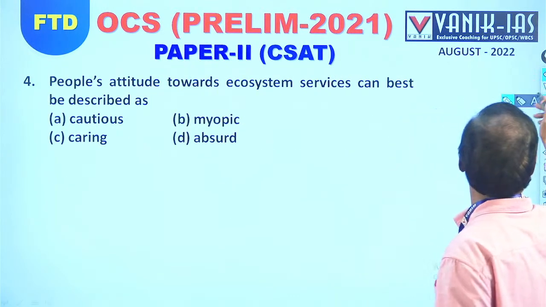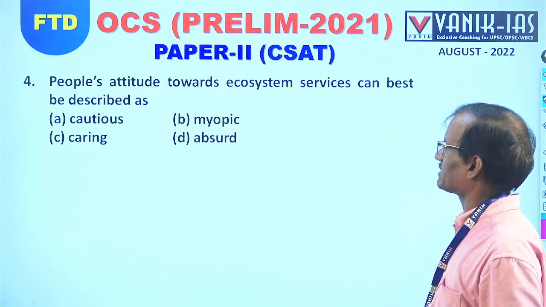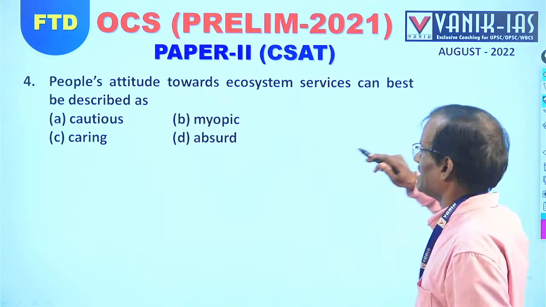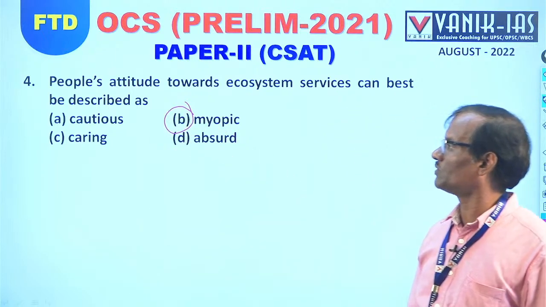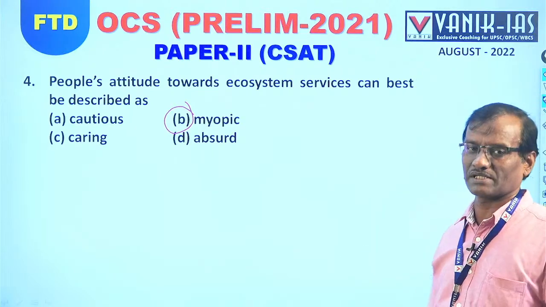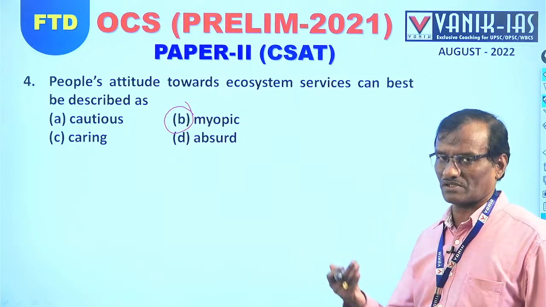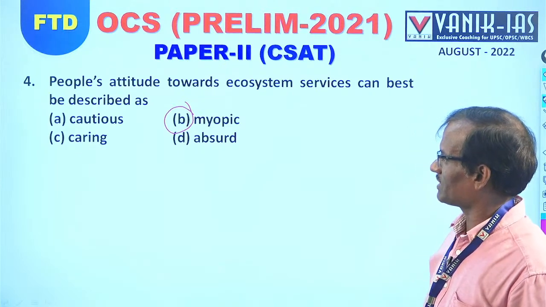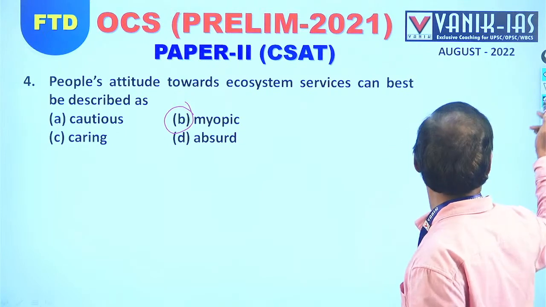question number 4, passage. People's attitude towards ecosystem services can be best described as myopic, short of vision. People do not have adequate idea. Myopic means the lack of far-sightedness. So, from the passage you can conclude that people's attitude towards ecosystem services can be best described as myopic, lack of far-sightedness. People do not have a vision for the future, for present usage and present future importance. So, that is what can be interpreted from the passage. Okay. Now, we shall go to question number 5.